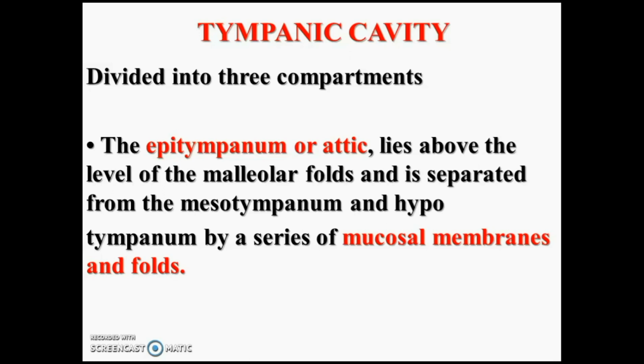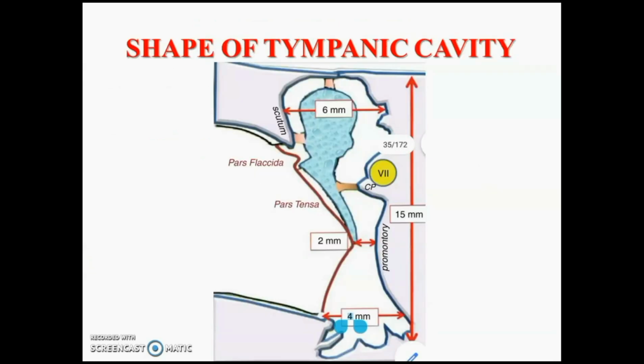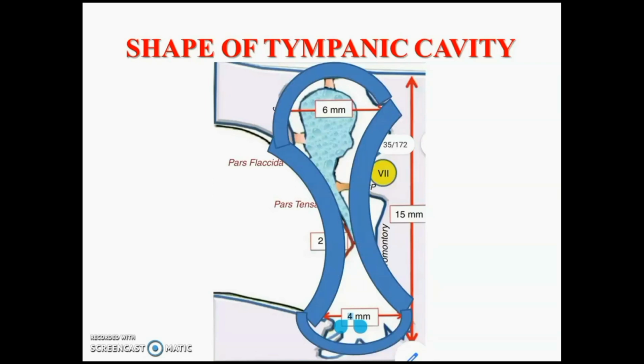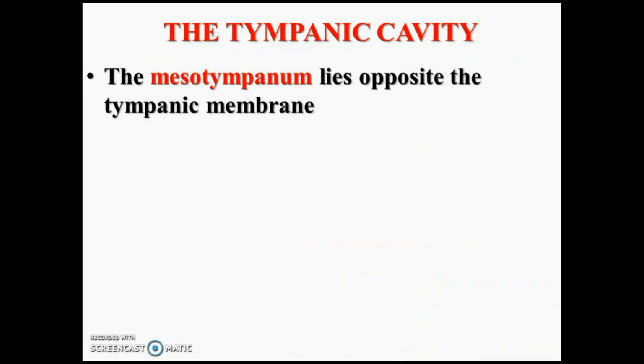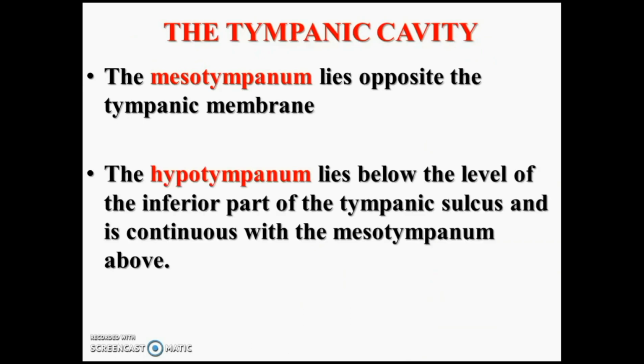So I told you it is not just a hollow cavity, it is lined by mucosal folds. It is lined by mucosa and having many mucosal folds. So you can notice there the imaginary line drawn from the roof and floor of the external acoustic meatus corresponding to the margins of the tympanic membrane divide the cavity into epi, meso and hypo. Mesotympanum lies opposite to the tympanic membrane, medial to tympanic membrane.